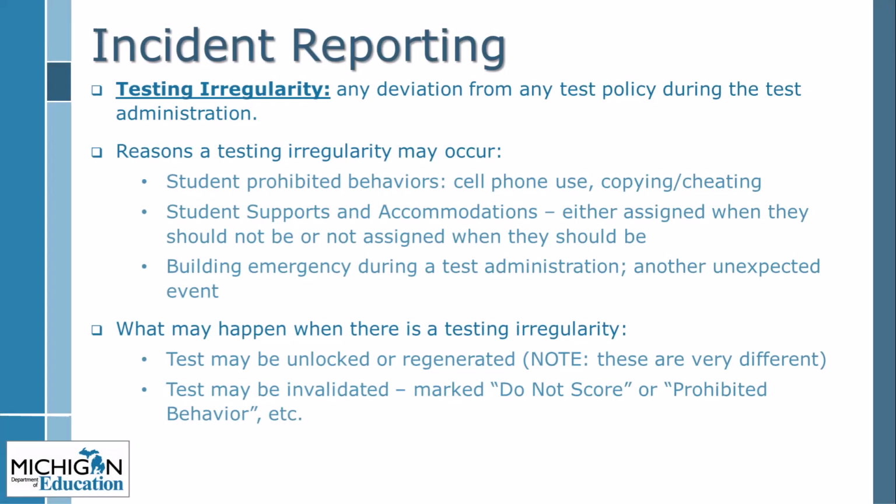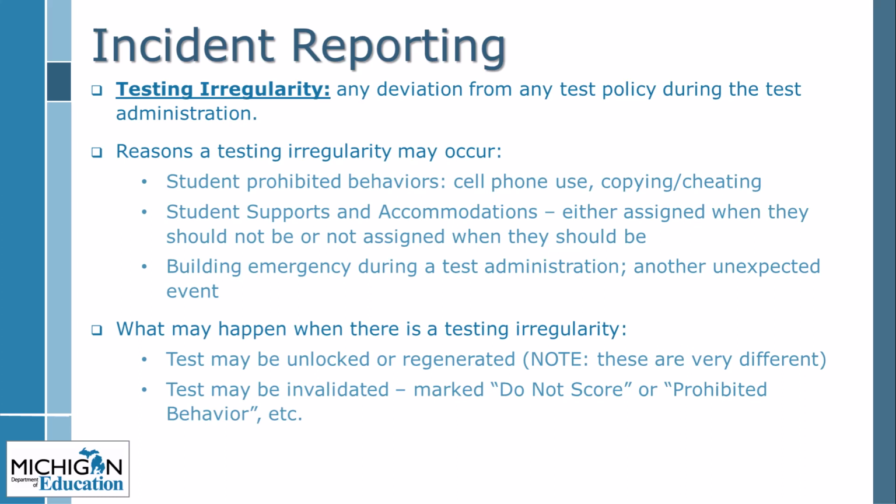During testing, things come up and you may have a need to submit an incident report. It's important that you know how to handle this if it happens. First, a testing irregularity is any deviation from any test policy during test administration. There are many things that can cause a testing irregularity, and they're not necessarily that someone has done something wrong. Some examples of what a testing irregularity may be are listed here.